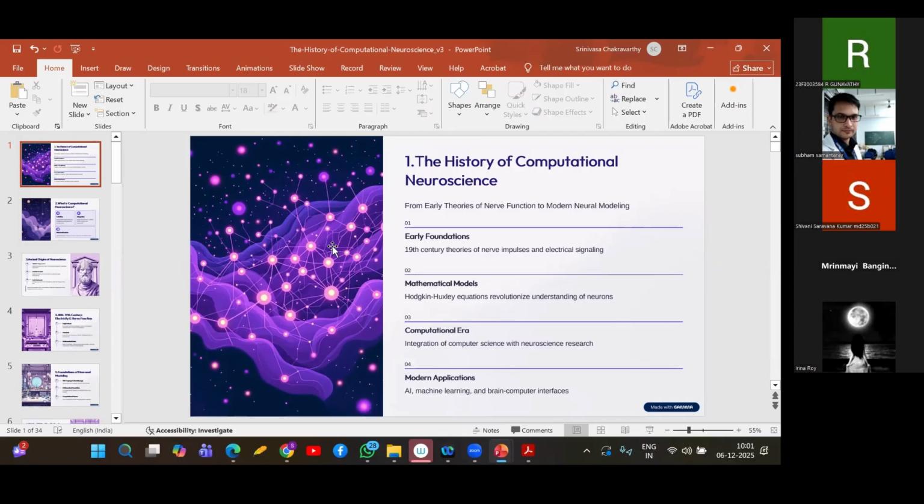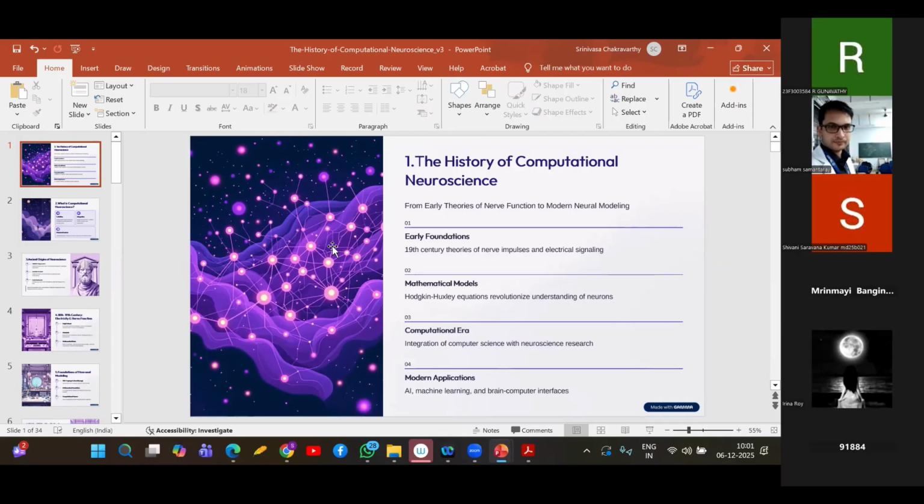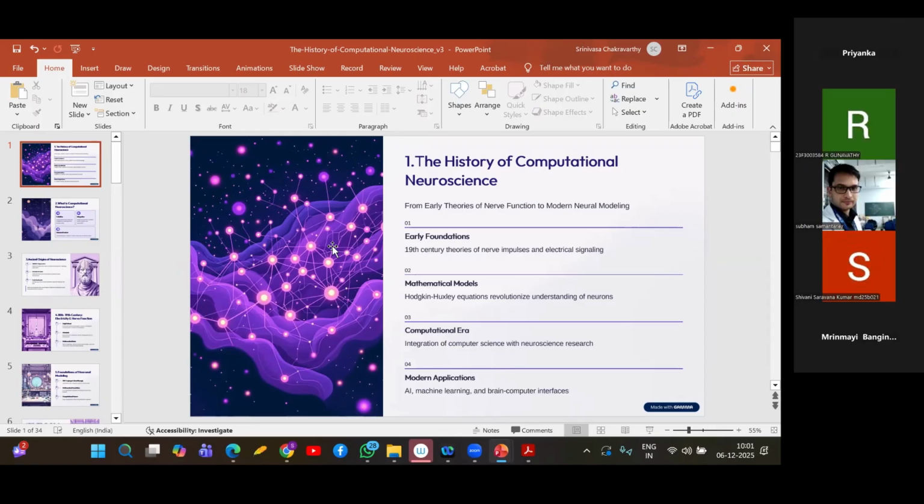Then I'll talk about some of the standard models like the Hodgkin-Huxley model and spiking neuron models and so forth. We'll start with a complicated neuron model and then progressively simplify it until we're left with a very simple neuron model, which is called the McCulloch and Pitts neuron model.